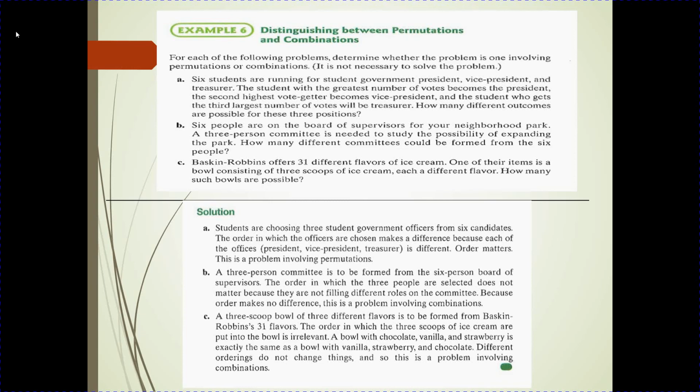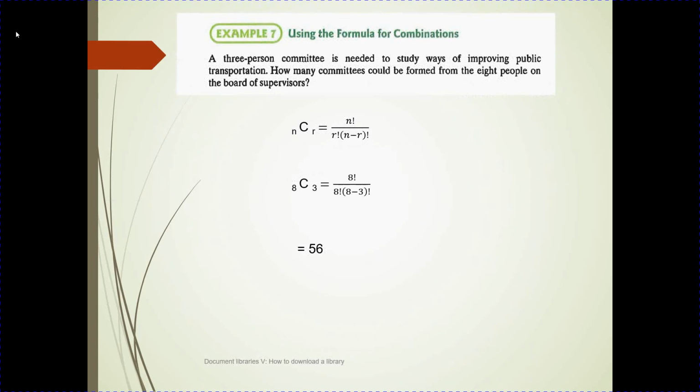So this is how we can distinguish between permutation and combination, okay? One thing that you should always remember: in permutation, order matters, but in case of combination, order doesn't matter. So this is example 6. Now let's go to example 7.